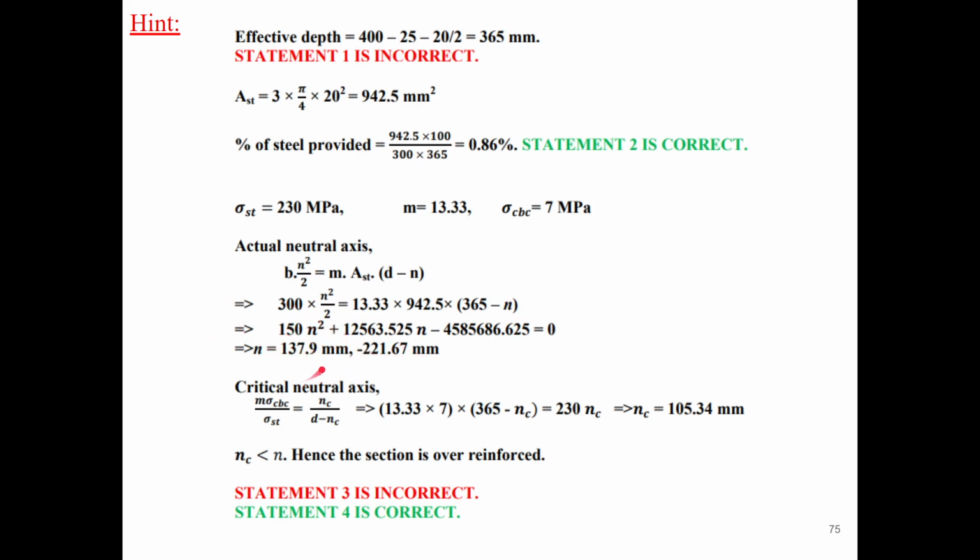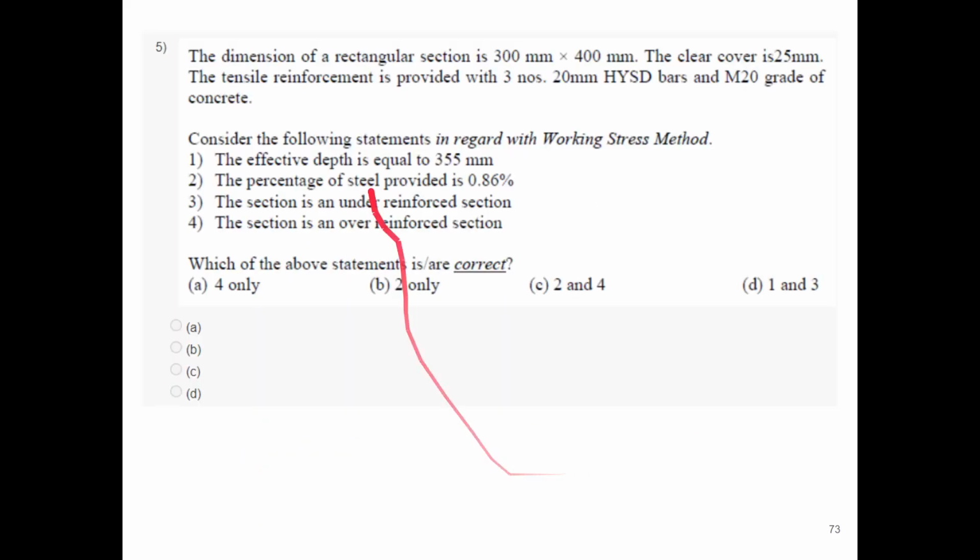We take the positive one, and from the balance section we find the critical neutral axis using m sigma cbc by sigma st equal to nc by d minus nc. So this is 13.33 into 7 into 365 minus nc equal to 230 nc, where nc comes to be 105.34 mm. As 137.9 mm is more than 105.34 mm, it is an over reinforced section. As you can see, n is greater than nc, hence the section is over reinforced. So the statement that the section is under reinforced is wrong, and the section is over reinforced is correct. So 2 and 4 are correct. So C is the correct option.